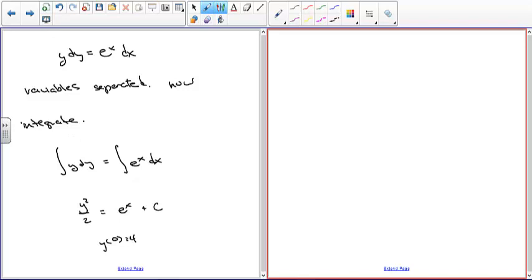So you can see at the top, I've separated the variables. I've got y times dy on the left-hand side and e to the x times dx on the right-hand side. So that means you can integrate each side using the techniques for integrating functions of one variable. This is a function of the variable y, and this is a function of the variable x. So you add 1 to the exponent and divide by the new exponent. The integral of e to the x is just e to the x. And you add your one arbitrary constant.